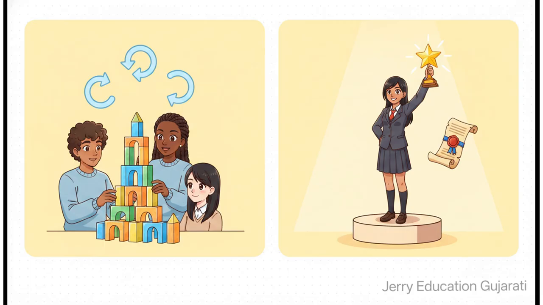First is formative assessment. This is your ongoing, continuous feedback happening right in the middle of your teaching, stuff like class discussions or projects. Then you have summative assessment. This is the final judgment at the end of the curriculum, like your annual exams. Formative builds the student up along the way, while summative measures where they ultimately landed.